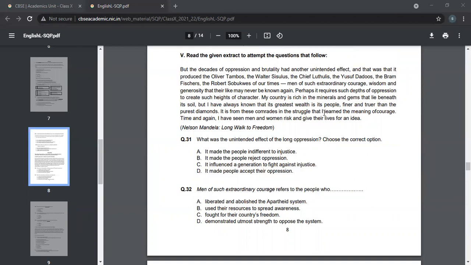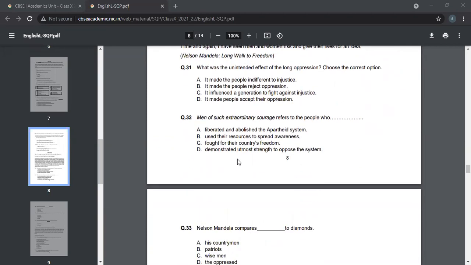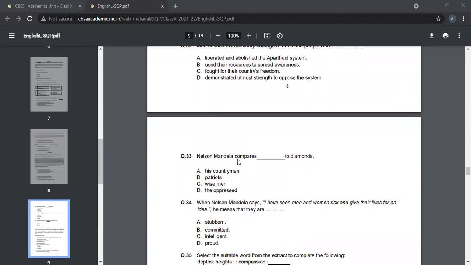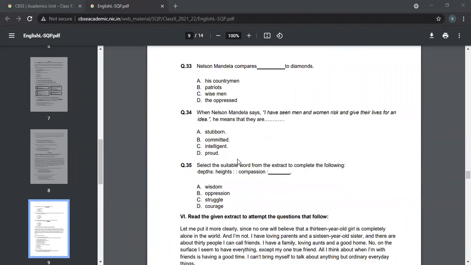What was the unintended effect of long oppression? It made the people indifferent to injustice. It made the people reject oppression. It influenced the generation to fight against injustice. It made people accept their oppression. It influenced the generation to fight. Fine. So Nelson Mandela compares dash to diamonds. His countrymen, patriots, wise men, oppressed. Patriots, fine. So in that way they have asked.